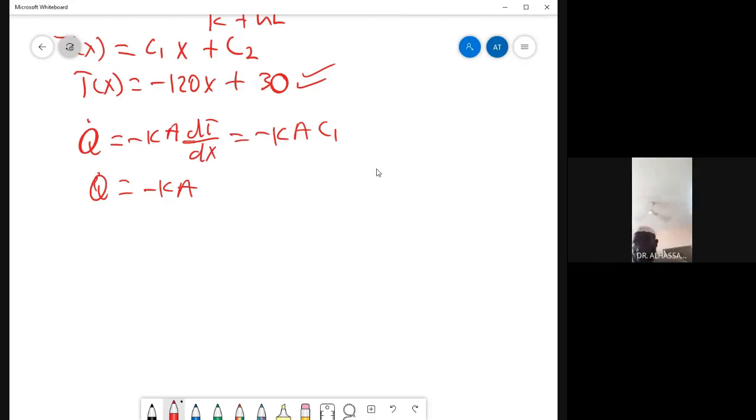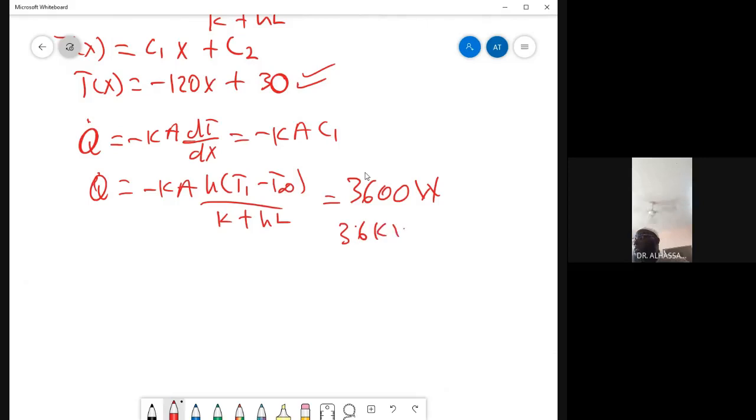So my C1 is nothing. It is H into bracket T1 minus T infinity, all divided by K plus H times L. So if you substitute all the parameters into the equation, then you will get 3600 watts, or 3.6 kilowatts. So that's the heat transfer.